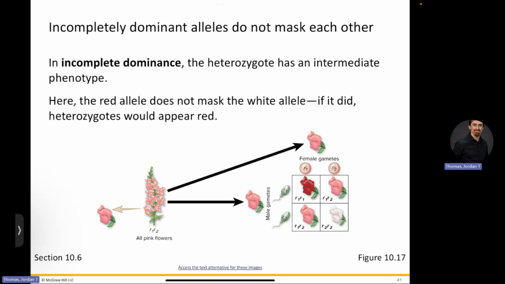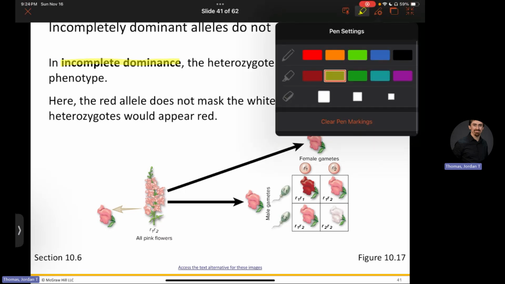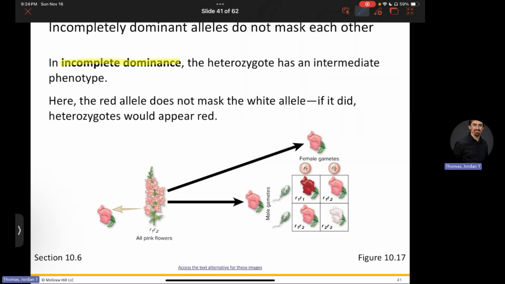The first example of this is incomplete dominance. Incomplete dominant alleles do not mask each other. In incomplete dominance, the heterozygote has an intermediate phenotype. Here, the red allele does not mask the white allele. If it did, the heterozygotes would be red.